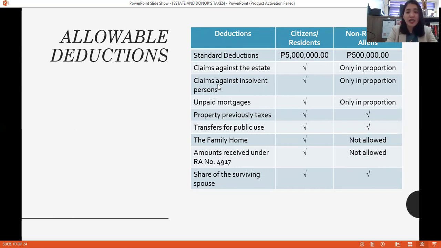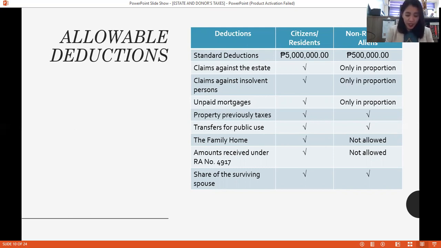Claims against the estate, ito yung mga utang ni decedent na hindi niya nabayaran. Namatay na lang siya, pero may naiwan na utang. So, pwede yung i-deduct natin. But with respect to non-resident alien, proportionate lang, in proportion lang kasi within lang yung status of taxation niya. So, doon lang sa portion na within yung i-allow natin na deduction. So, meron tayong requirements for claims against the estate.